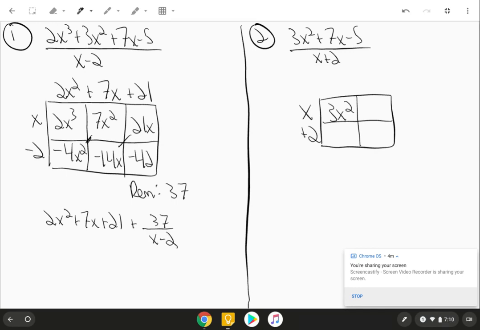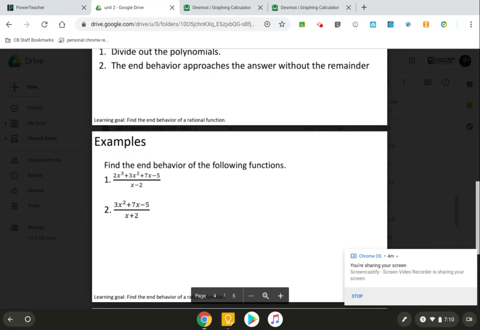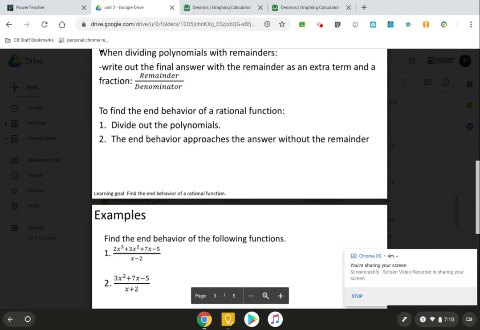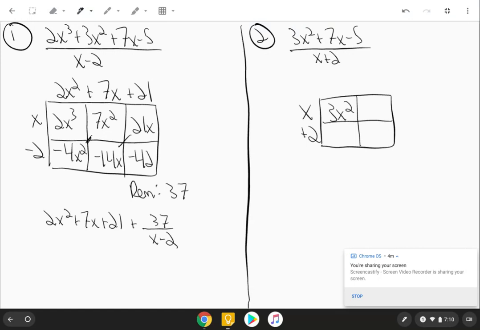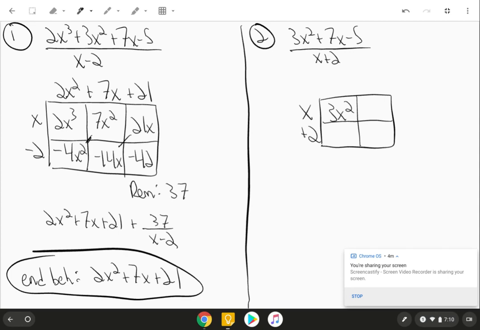So that is the answer. That is what we get when we divide. That is the first step to finding the end behavior. The end behavior approaches the answer without the remainder. So in this case, the end behavior is going to simply be the answer with the remainder taken out, which is 2x squared plus 7x plus 21. That is the end behavior of this rational function right here.